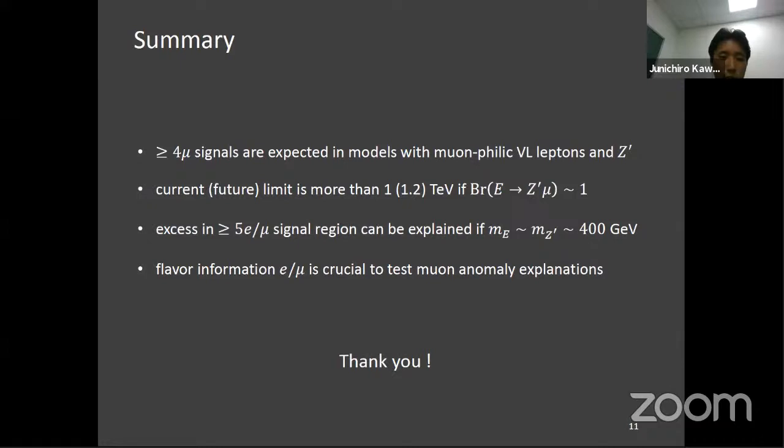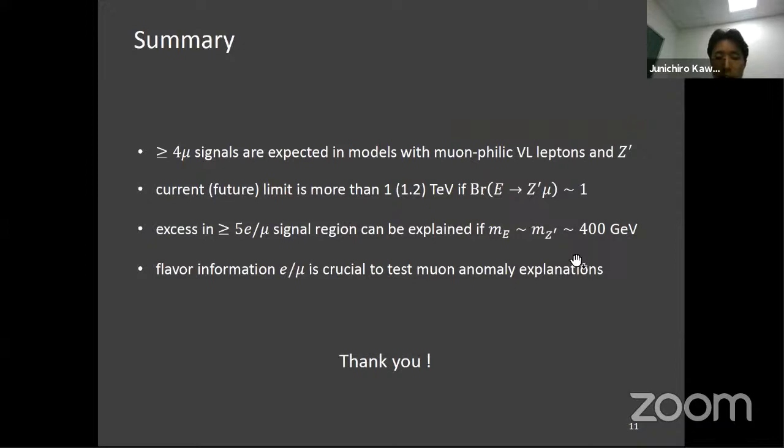Okay, so let me summarize. We propose the possibility that we may have more than 4 lepton signals from the model extended by the vector lepton and Z prime, which are strongly coupled to the muons. This model is well motivated to explain the anomalies. We show that the current limit is more than 1 TeV if the branching fraction is close to 1. The future sensitivity at the high luminosity LHC is about 1.2 TeV for the singlet-like case, and for the doublet-like case the limit will be much stronger. We also discussed whether we can explain the excess in the more than 5 lepton signals, and we showed that we can explain it if the mass of the new particles is around 400 GeV.